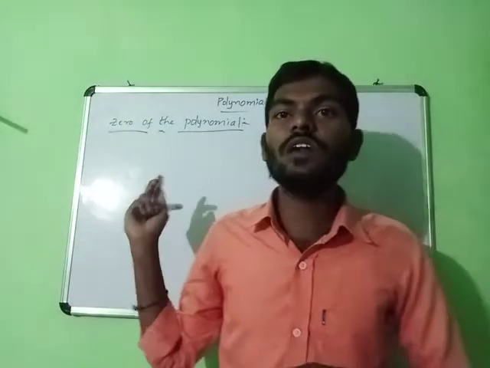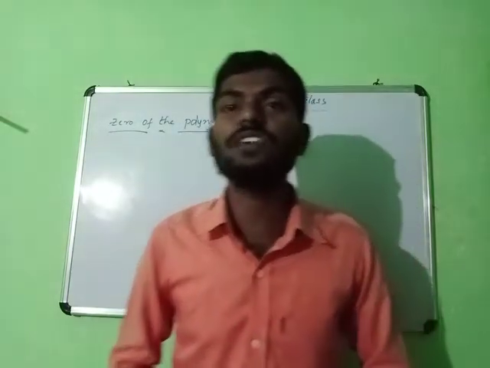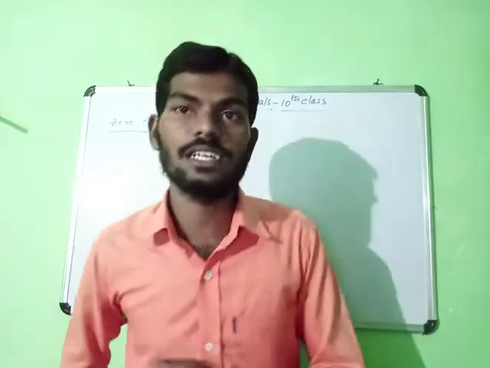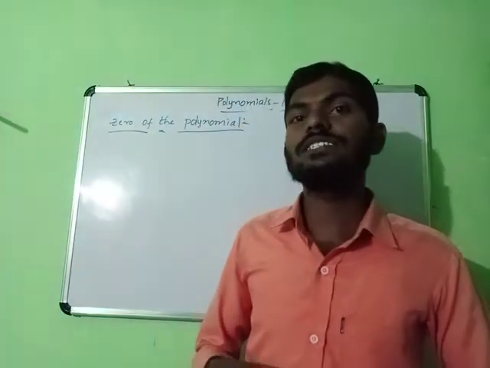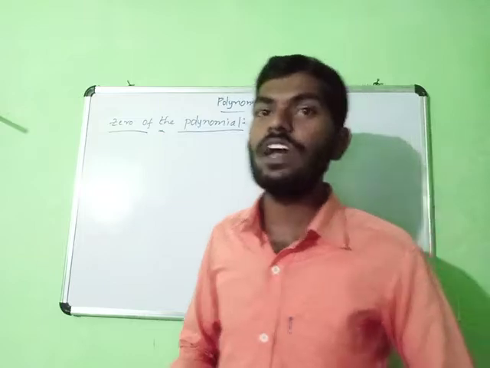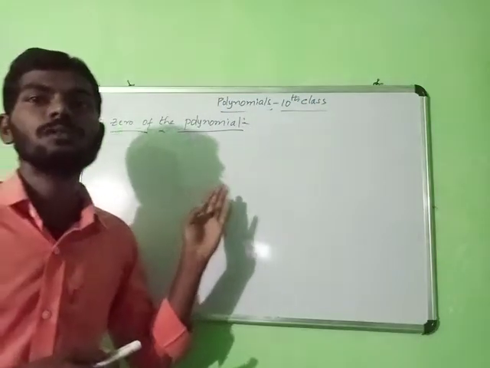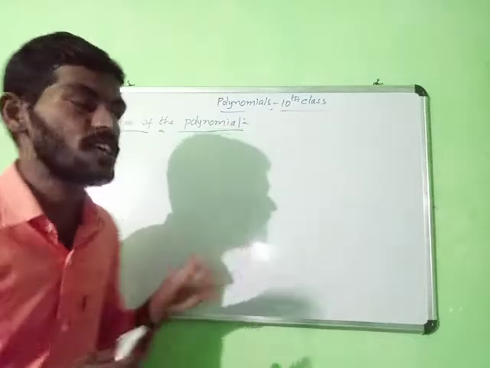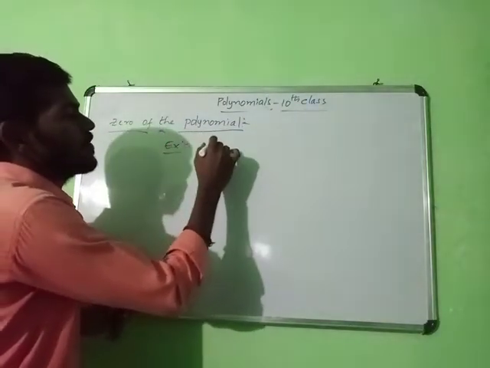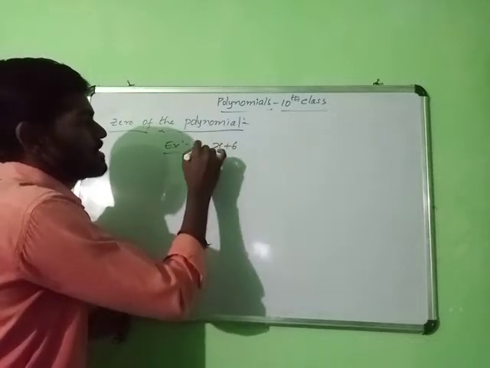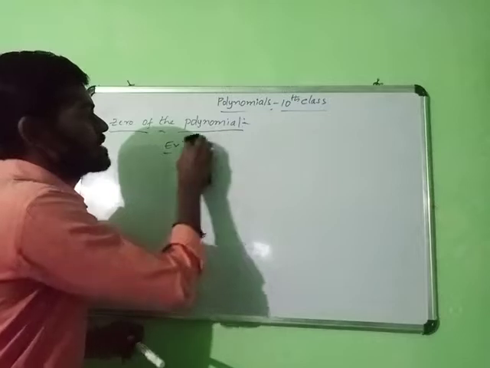Now, zero of the polynomial has two definitions. First is the general definition, second is the graphical method definition. First, take the general definition. The values of the variables which satisfy the given polynomial are called zeros of the polynomial. For example, find the zero of x plus 6. f of x is equal to x plus 6 is given.